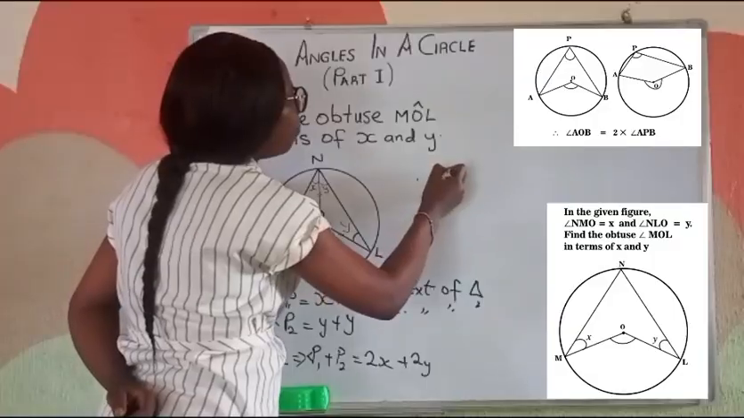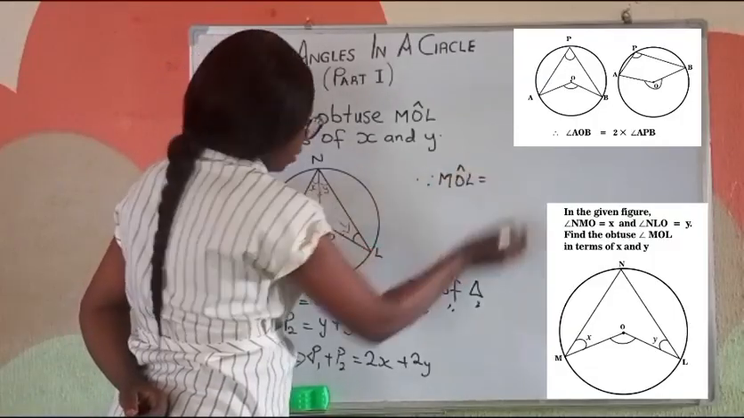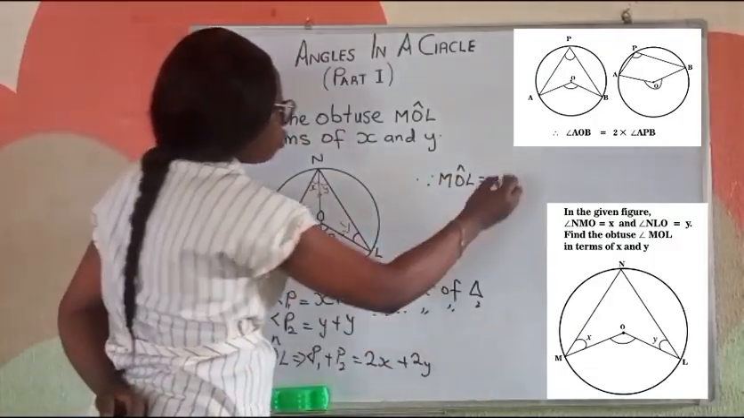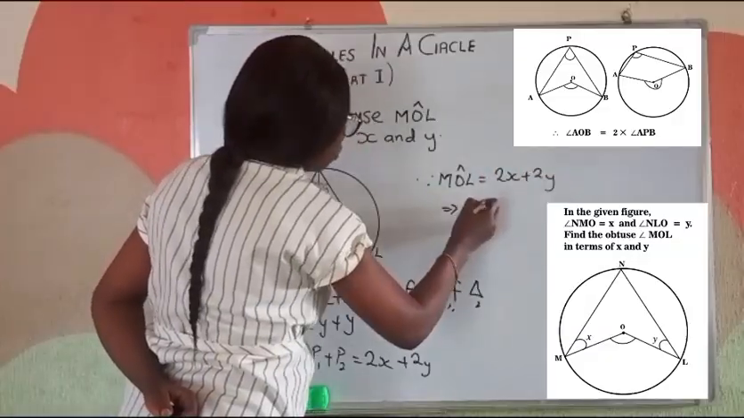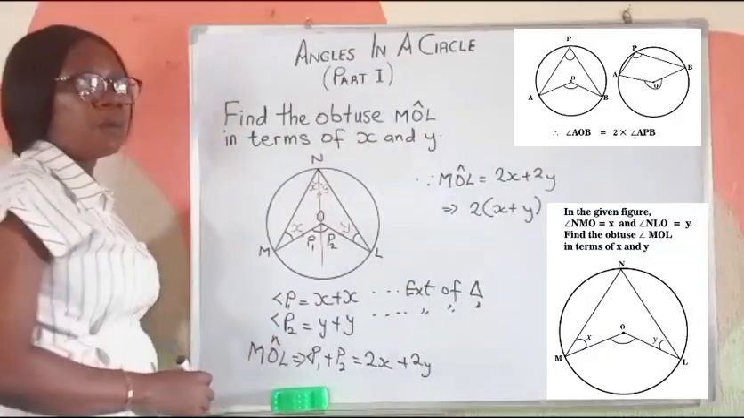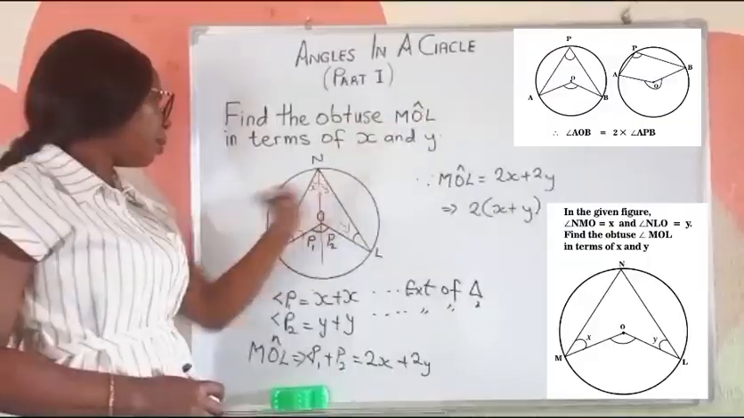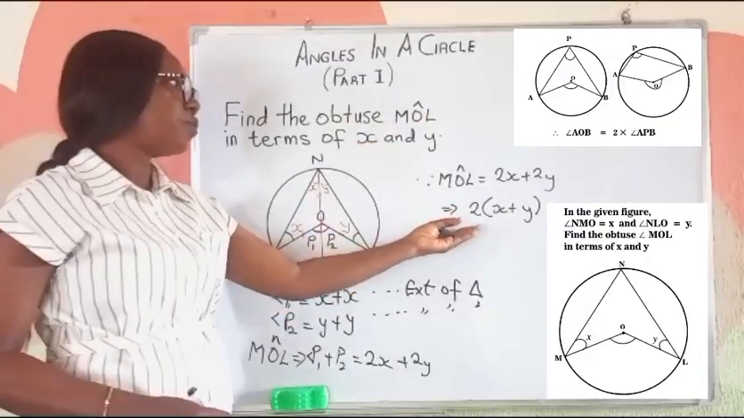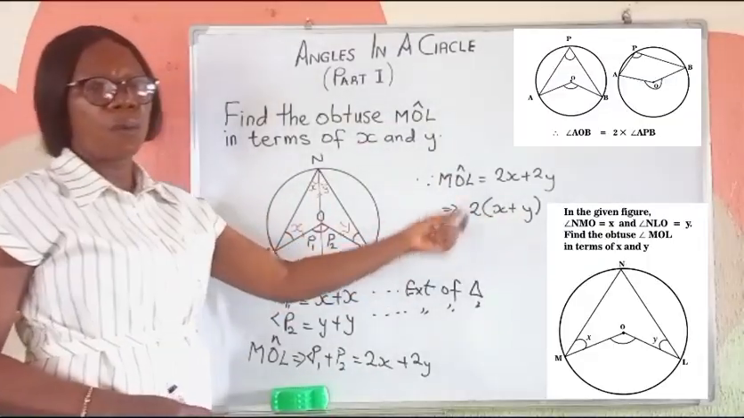Therefore, angle MOL is equal to 2X plus 2Y, which is also 2 times X plus Y. Angle MOL is equal to 2 bracket X plus Y.